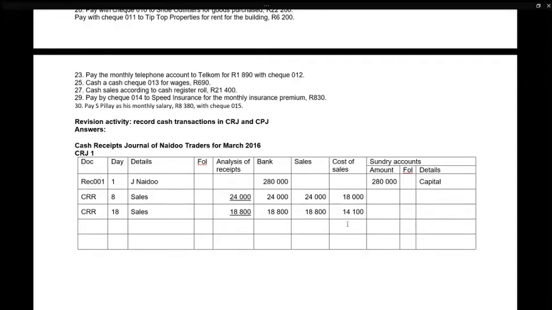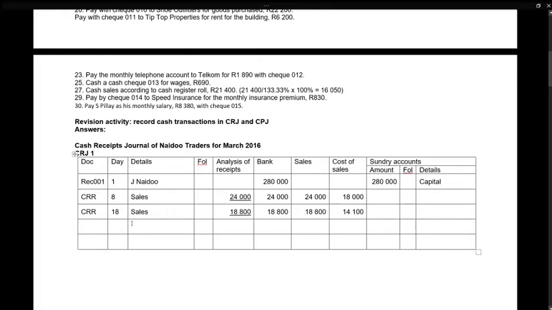Okay, so next transaction took place on the 27th. Cash sales according to the cash register rule, 21,400 Rand. So we need to calculate our cost price. So selling price divided by selling price percentage multiplied by cost price percentage will equal my cost price. And if you calculate that, you should get an amount of 16,050 Rand. Let's go and fill that in.